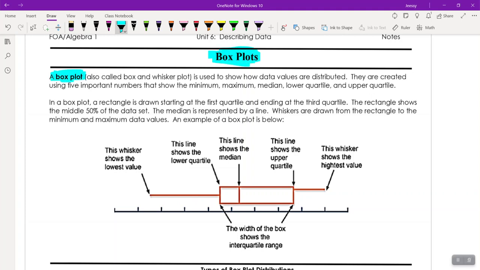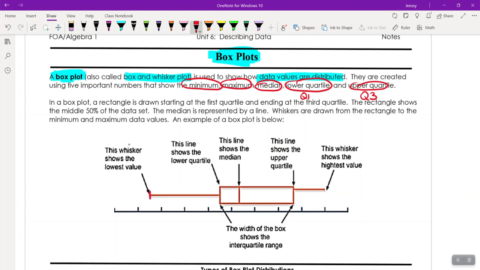A box plot is also called a box and whisker plot. We see how the data is distributed. We need 5 numbers in order to make one: the minimum, the maximum, the median, the lower quartile, which happens to be Q1, and the upper quartile, which happens to be Q3. This is a box and whiskers plot.